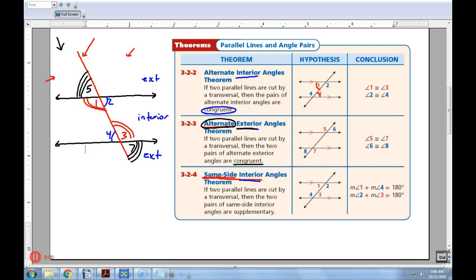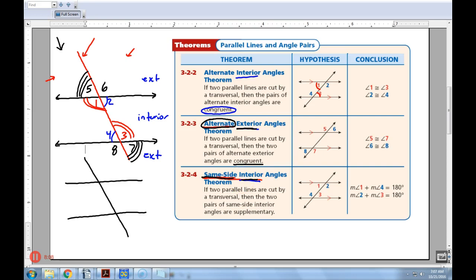And similarly, we can do 6 and 8. Angle 6 and angle 8 are the second pair of alternate exterior angles, and they're also going to be congruent. Now, the pair that's different from all of these, and I'm going to draw another diagram right below it, is same side interior, same side insides.